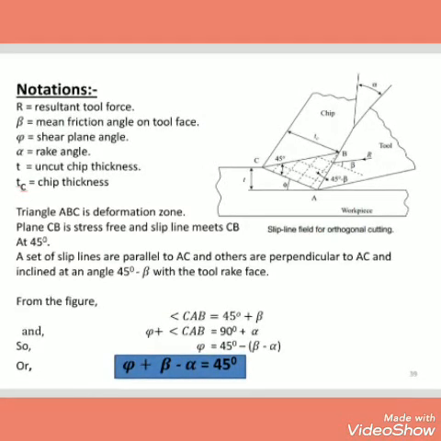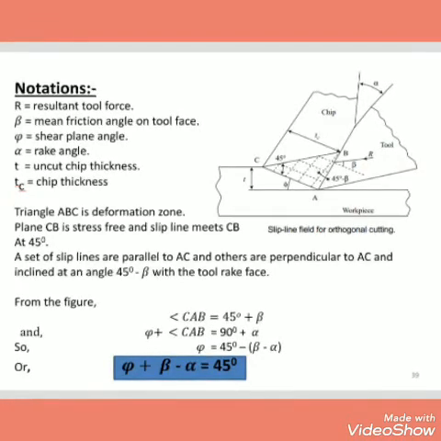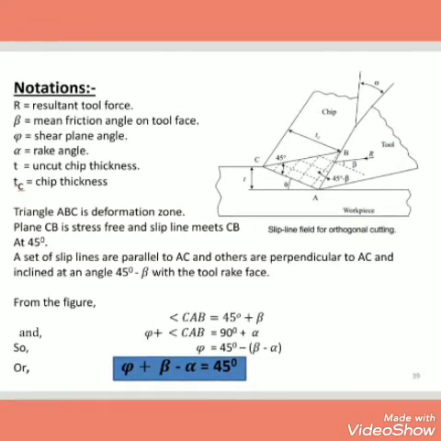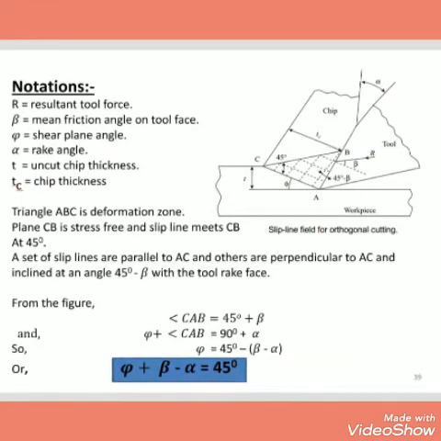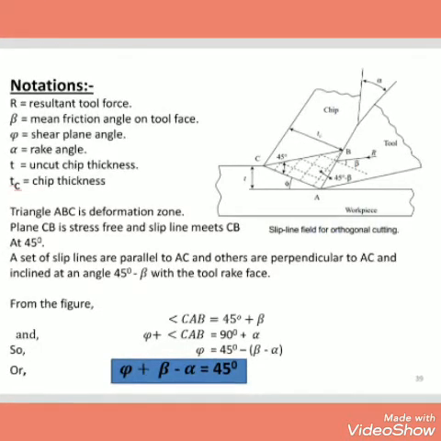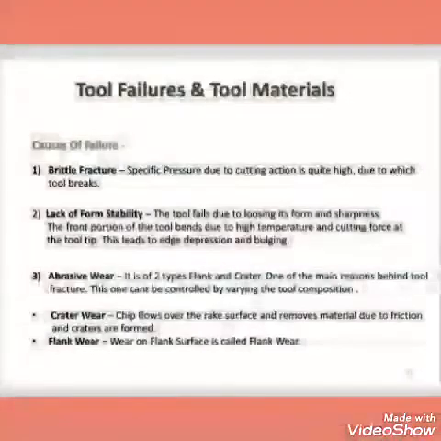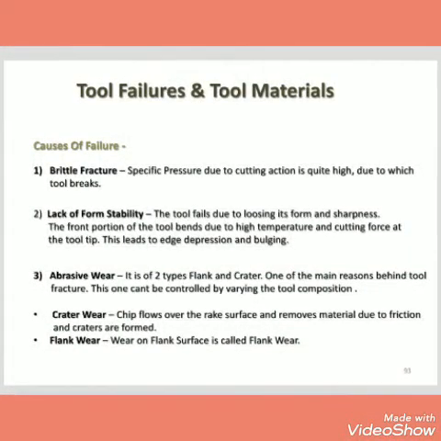The slip line field for orthogonal cutting, where R is equal to the resultant tool force, beta is equal to the mean friction angle of the tool face, the shear plane angle, alpha is equal to the rake angle, T is equal to the uncut chip thickness, and TC is equal to the chip thickness. The triangle ABC is the deformation zone, and now we come to tool failure and the tool material.